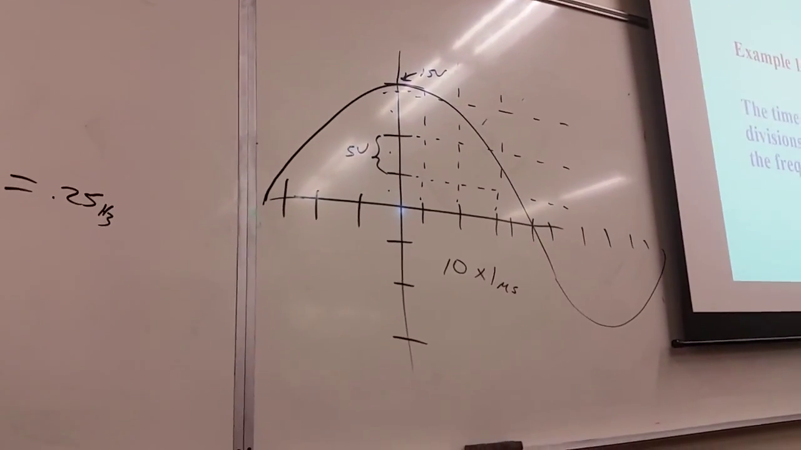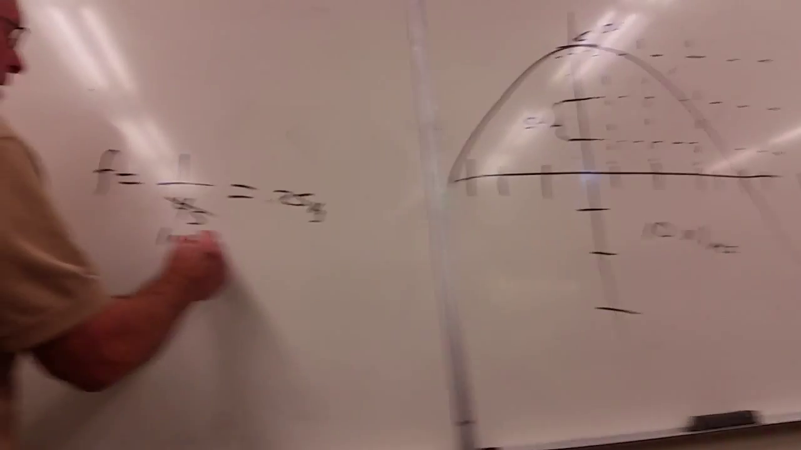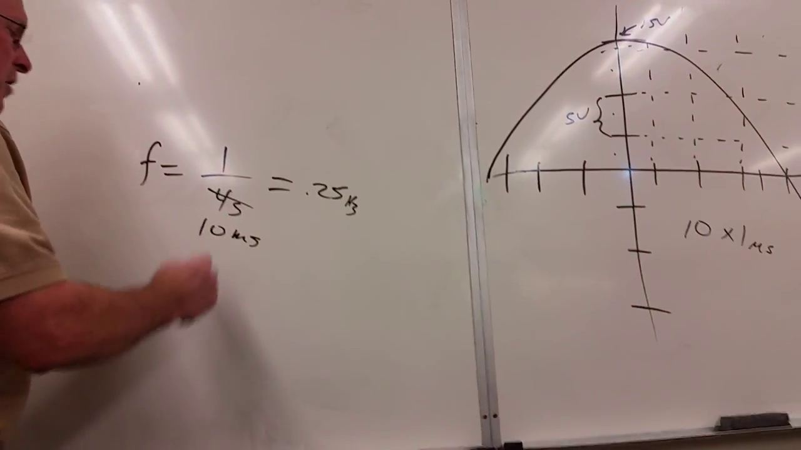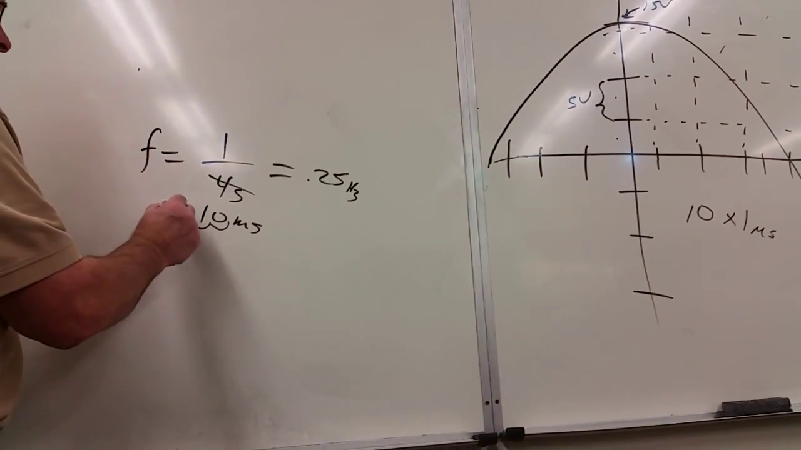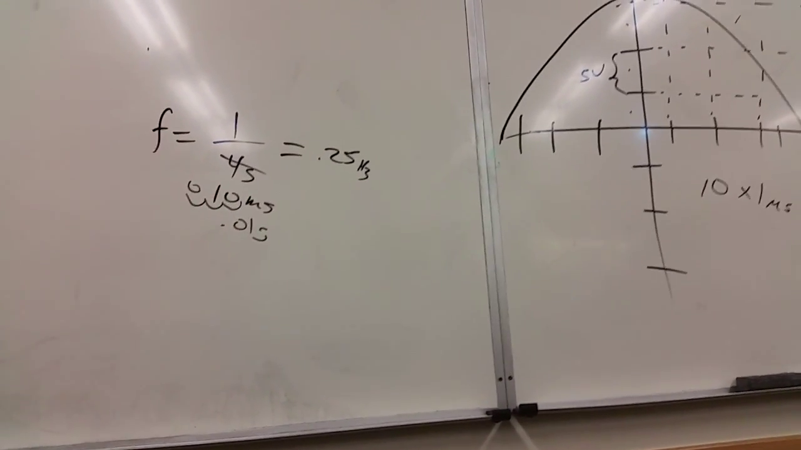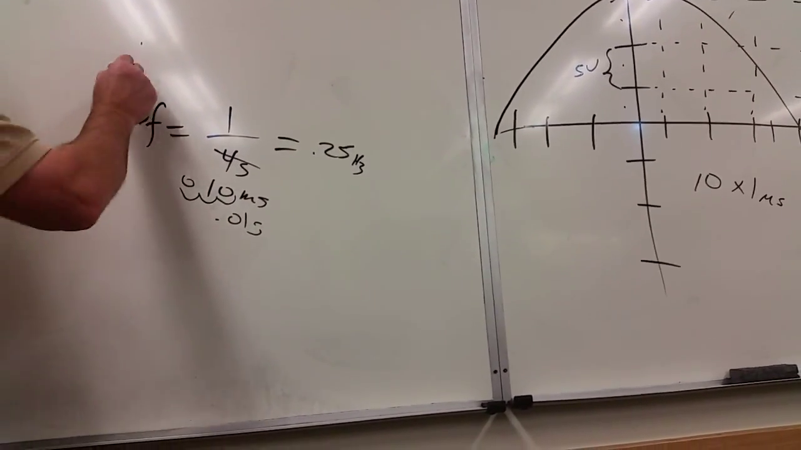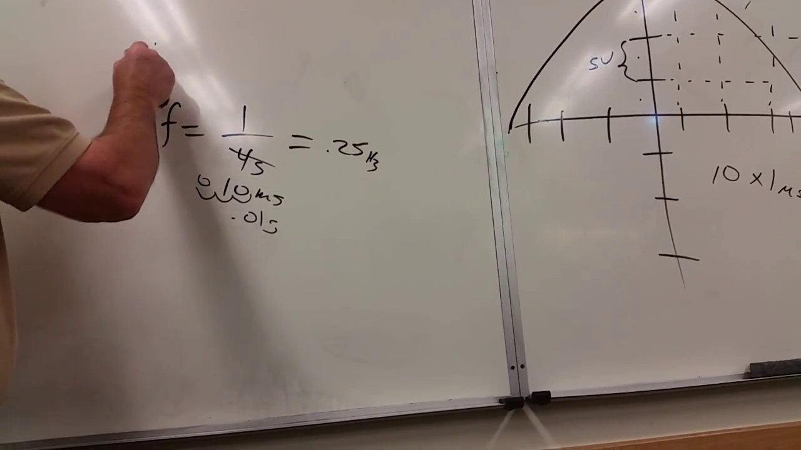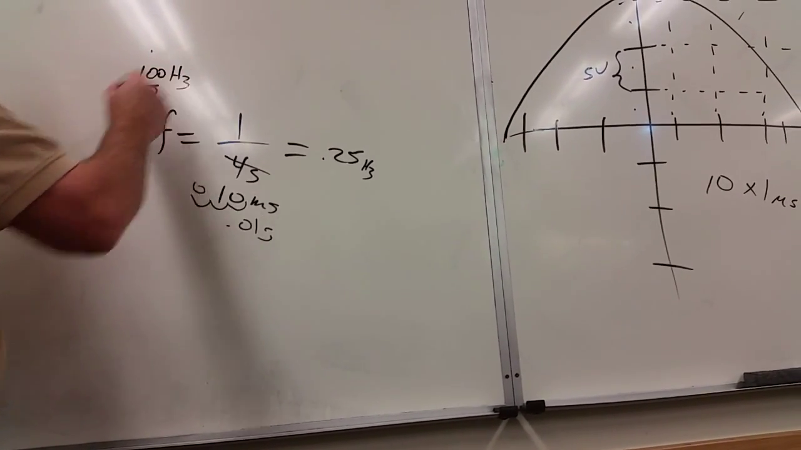100? So you got 10 milliseconds. So you got to go 1, 2, 3, right? So 0.01 seconds. So what did you say? 100 hertz.